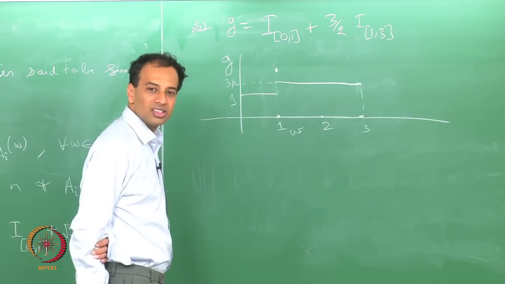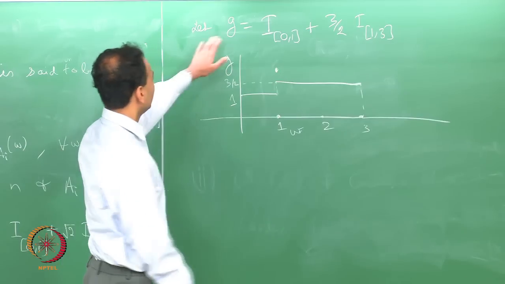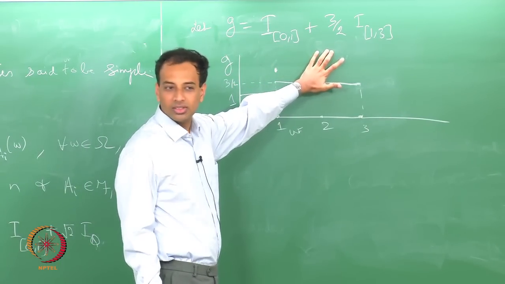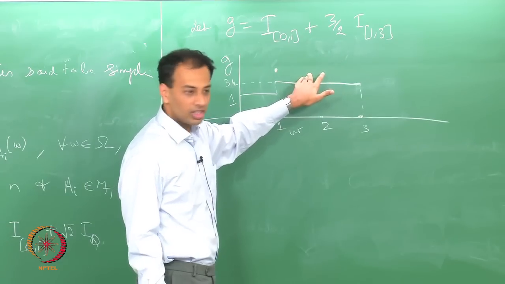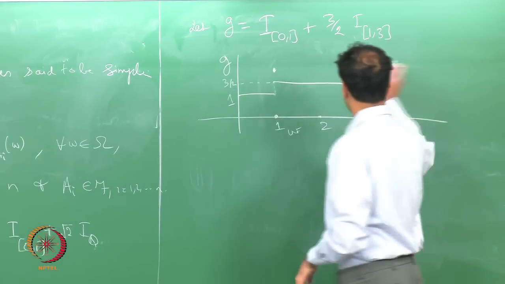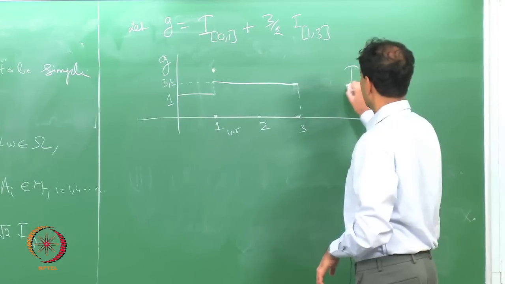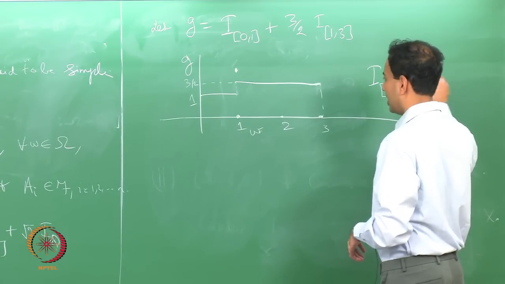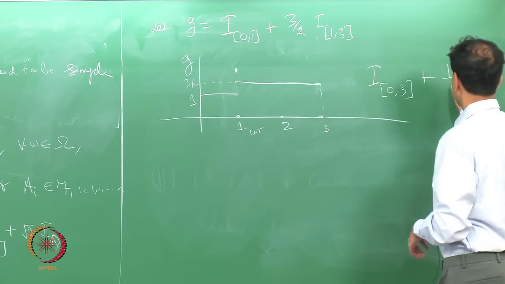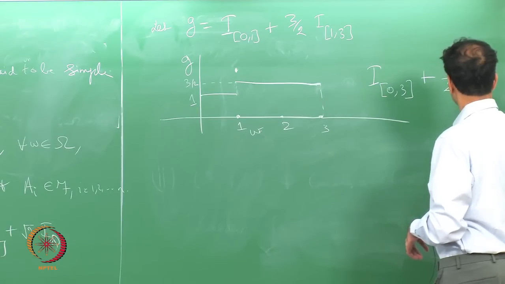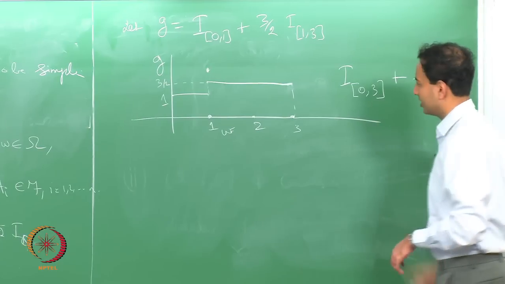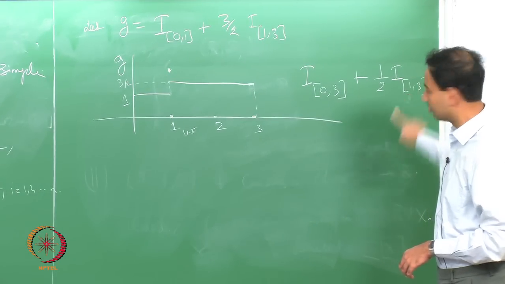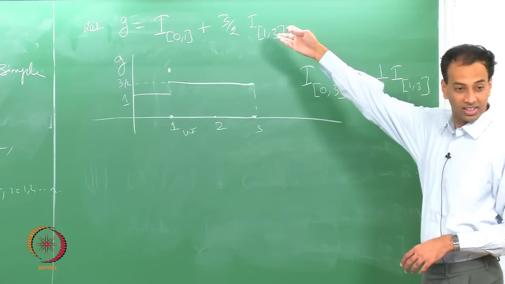See, now you will realize that the representation of G in a certain form is not unique. So, this is my function, this is the function I have plotted. You could just as well write this as indicator of 0 to 3 plus half indicator of 1 to 3 or something like that. Is that the same thing? The same function as that, right?